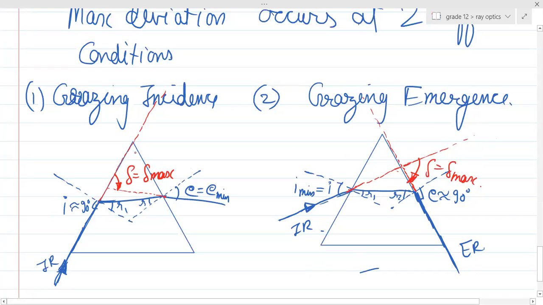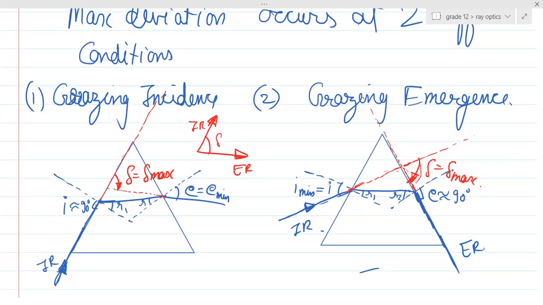Because I told you, see, here the incident ray was going like this and the emergent ray was going like this. So the angle between both of them is the delta. Similarly, here this incident ray is going like this, emergent ray is going like this. So this will be your delta. Can you see this? The value of delta will be maximum when it is either grazing incidence or grazing emergence. Is this clear? Write this much down.